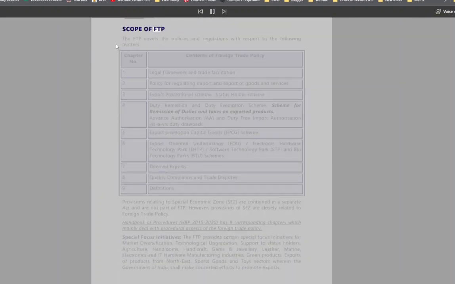Scope of FTP. The FTP covers the policies and regulations with respect to the following matters. Chapter number and contents of Foreign Trade Policy: 1. Legal framework and trade facilitation. 2. Policy for regulating import and export of goods and services. 3. Export promotion schemes, status holder scheme. 4. Duty remission and duty exemption scheme, scheme for remission of duties and taxes on exported products, Advance Authorization (AA) and duty-free import authorization vis-a-vis duty drawback. 5. Export Promotion Capital Goods (EPCG) scheme. 6. Export Oriented Undertakings (EOU), Electronic Hardware Technology Park (EHTP), Software Technology Park (STP) and Biotechnology Parks (BTP) schemes. 7. Deemed exports. 8. Quality complaints and trade disputes. 9. Definitions.